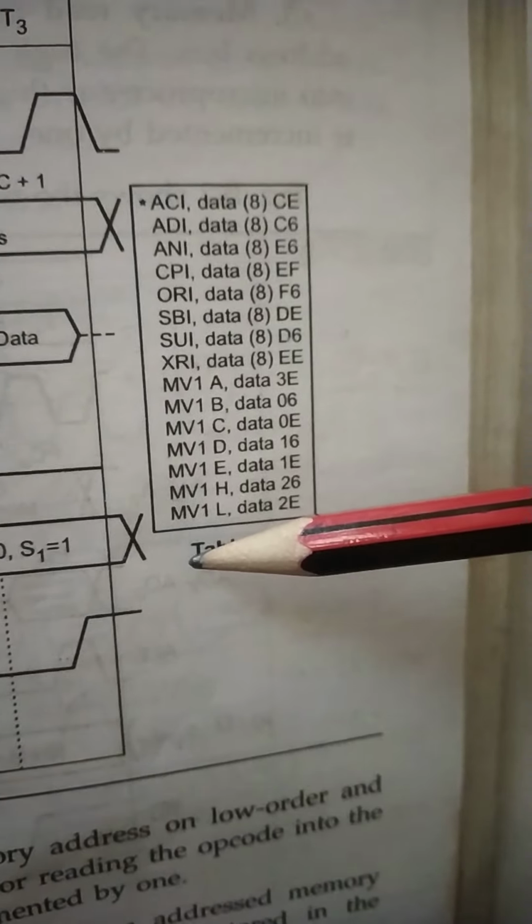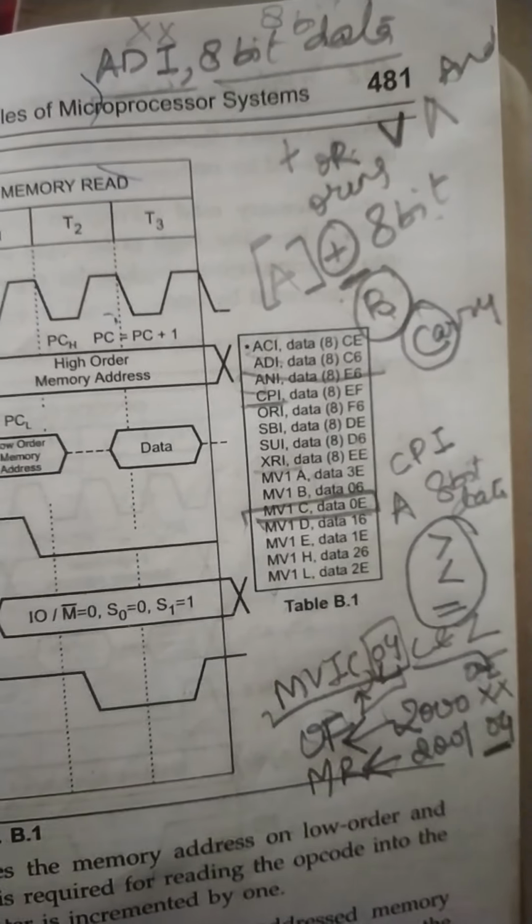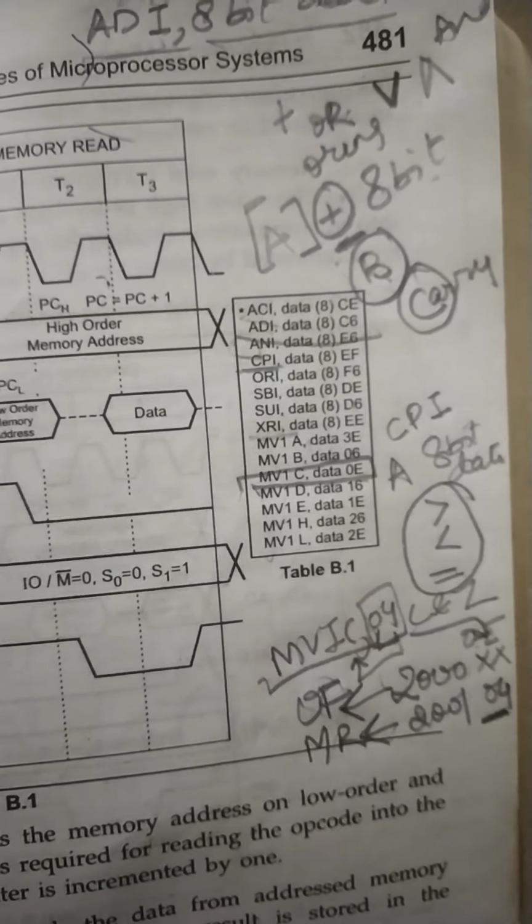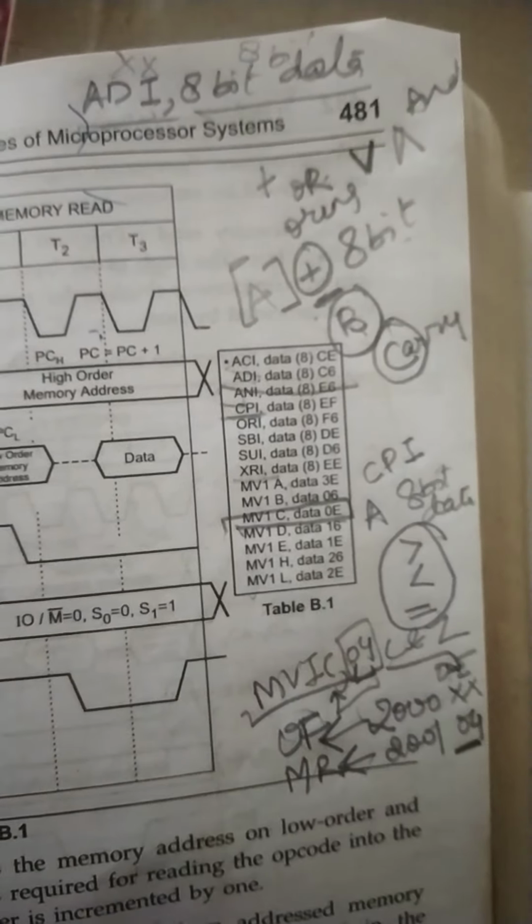The first step of drawing the timing diagram is to write the function of the instruction. When you write the function of the instruction, you will come to know how many bytes are used in it. You will write those bytes and then take an example. So I have taken this example, and after writing the example, you will start drawing your machine cycle.